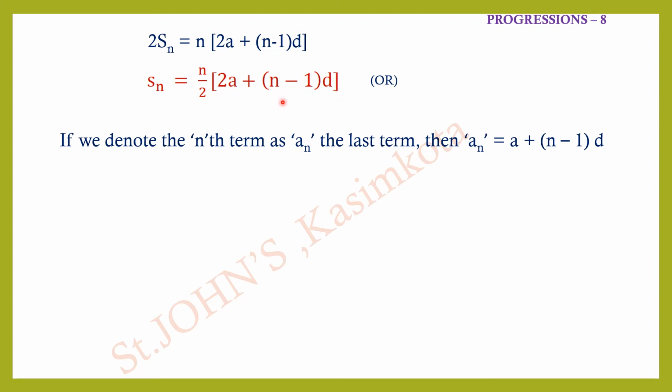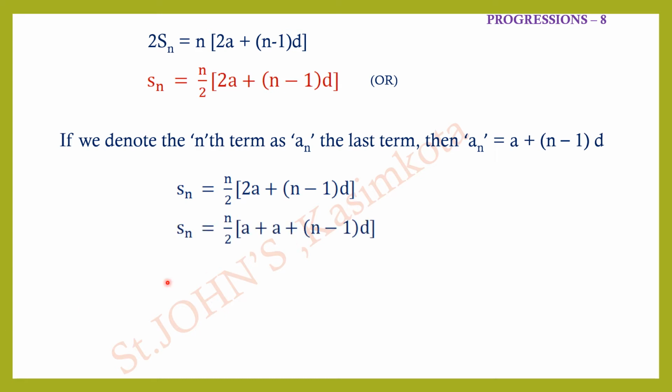This is also written as another formula, which is also the sum of first n terms. 2a can be written as a plus a. So Sn is equal to n by 2 into a plus (a plus n minus 1 into d). Now what do you observe? A plus n minus 1 into d.